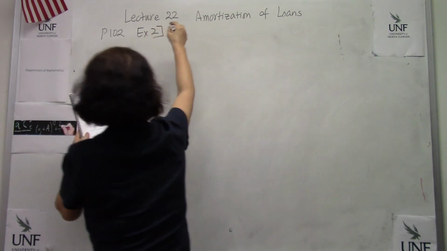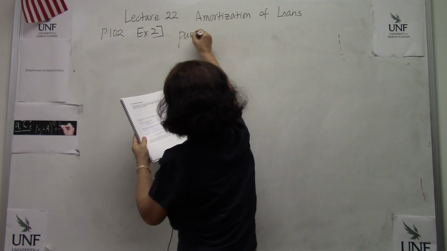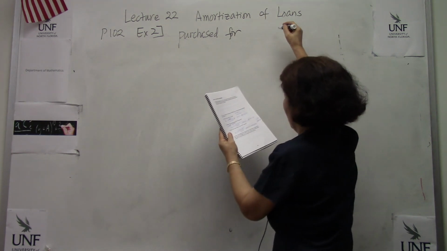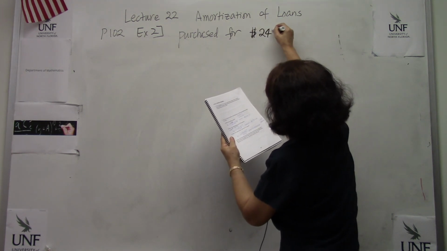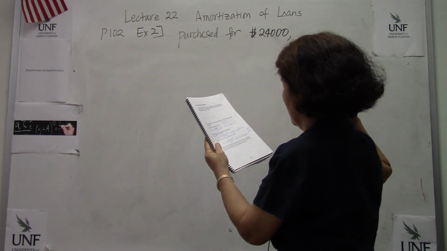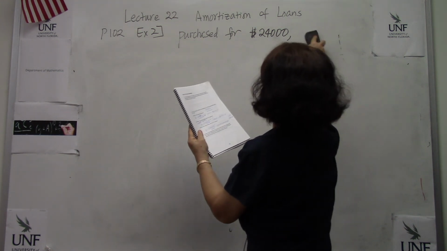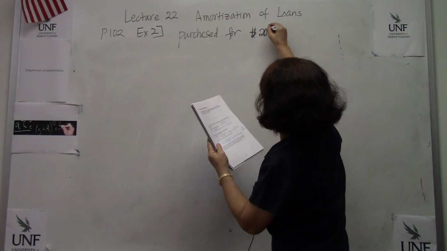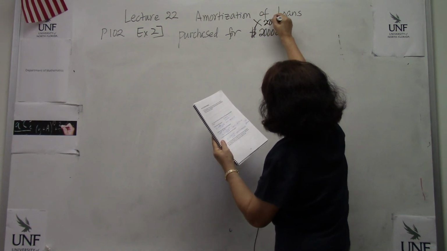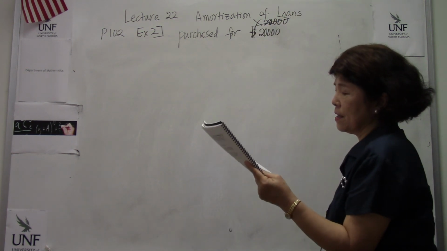Okay. So let's change this one too. A car is purchased for $20,000. Let's change it to not the 21, not 22,000. Okay, not 22,000. Here is 20,000.